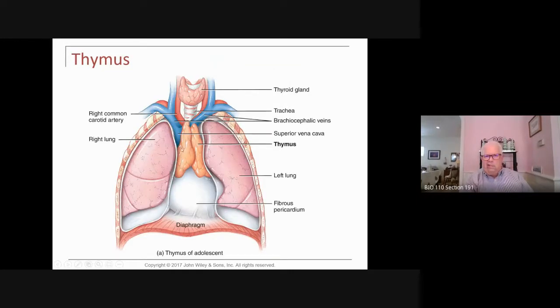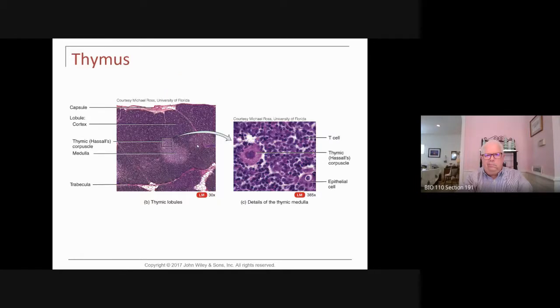Here is the thymus. In a neonate, a little baby, this thymus is huge because they are developing an immune system. And this is where the T lymphocytes will mature, the thymus. As you get older, your thymus shrinks. And we'll talk about that when we talk about aging.